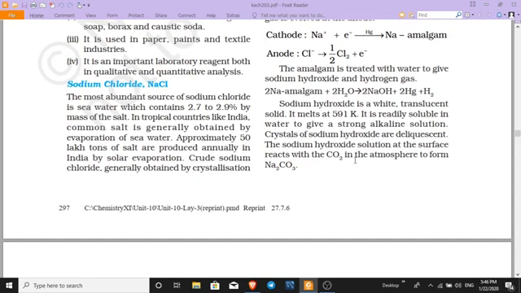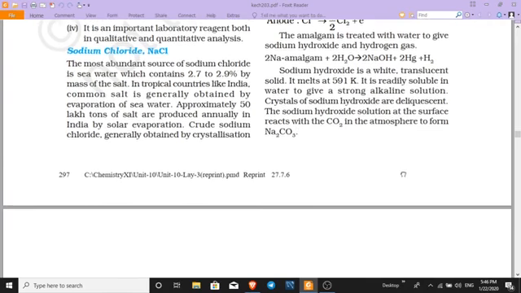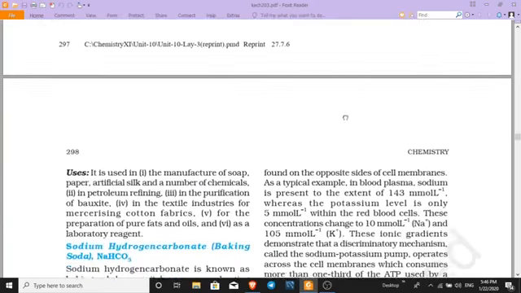Sodium hydroxide is a white translucent solid. Translucent means we cannot see through it clearly; transparent means you can see through, so it is not transparent. It melts at 591 Kelvin. It is readily soluble in water to give a strong alkaline solution. Crystals of sodium hydroxide are deliquescent. The sodium hydroxide solution at the surface reacts with CO2 in the atmosphere to form Na2CO3.